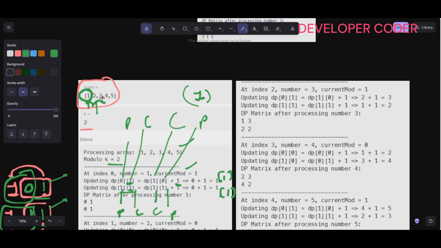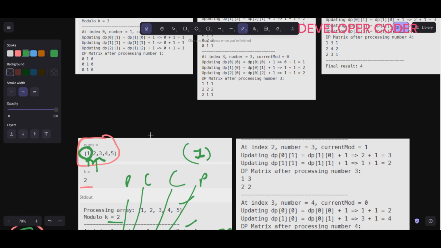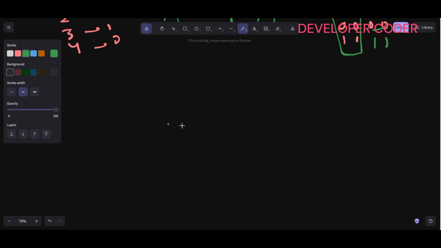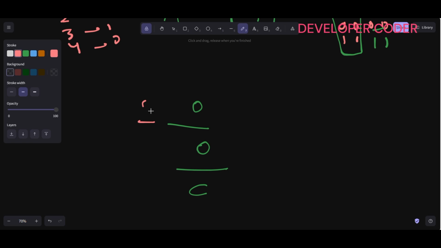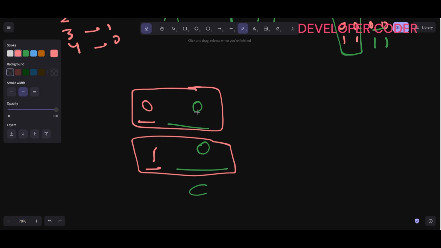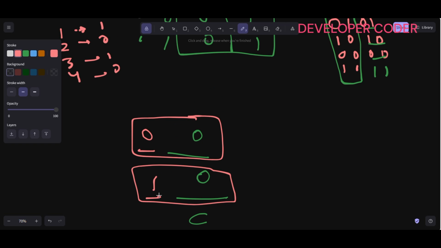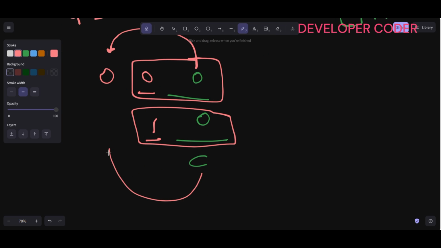So 2 modulo 2 is 0, so current is 0 0. Before that you can get only two values, you can get here 0 or you can get 1. So this is nothing but current, and this is nothing but prev. Now I'm just going to put this 0 here, and I'm just going to put this 0 here.